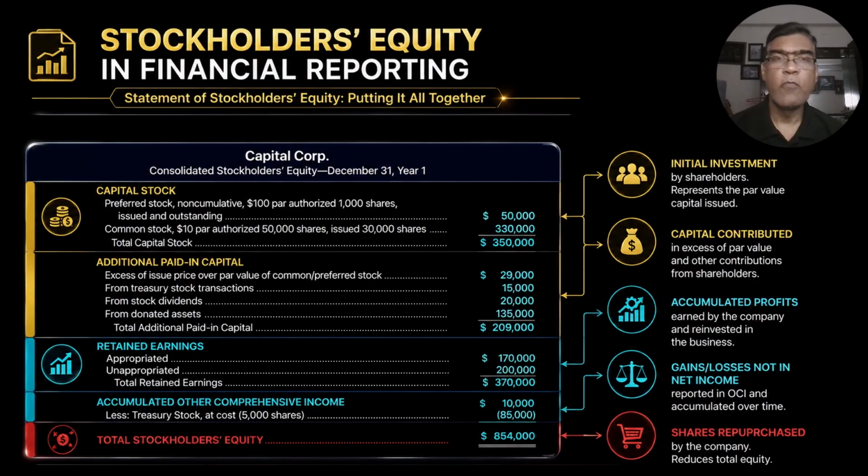Below that, accumulated other comprehensive income, unrealized gains and losses that bypass net income. Finally, treasury stock, shares repurchased shown as a deduction. Together, these components form total stockholders' equity, the residual ownership interest after liabilities. This slide is the bridge between concept and reporting, the moment where theory meets the balance sheet.